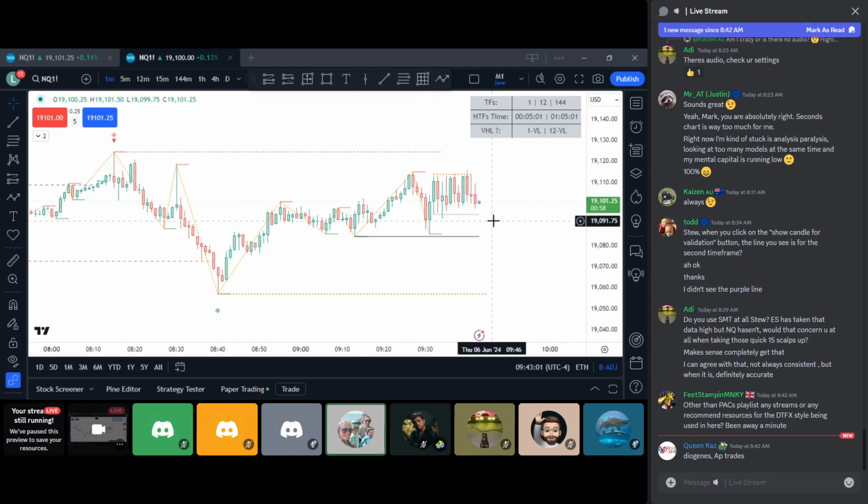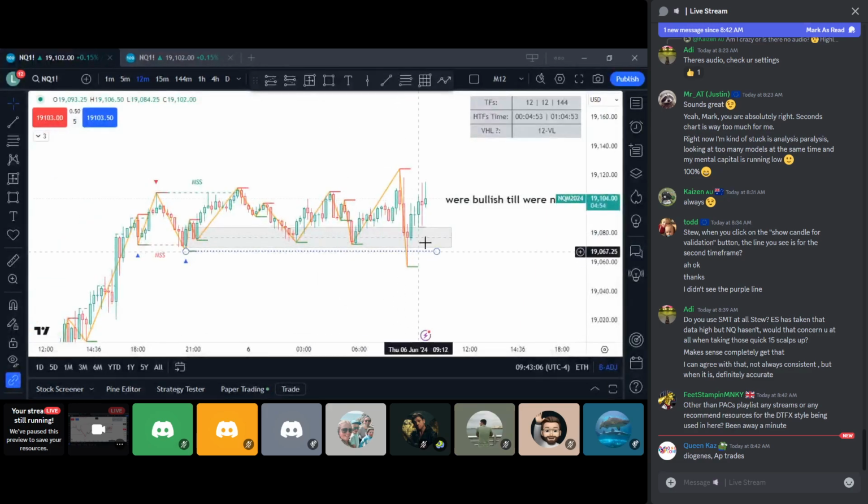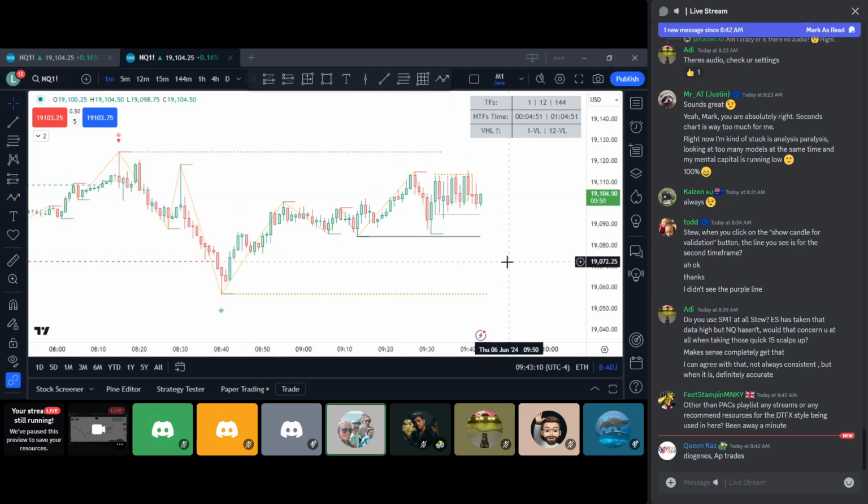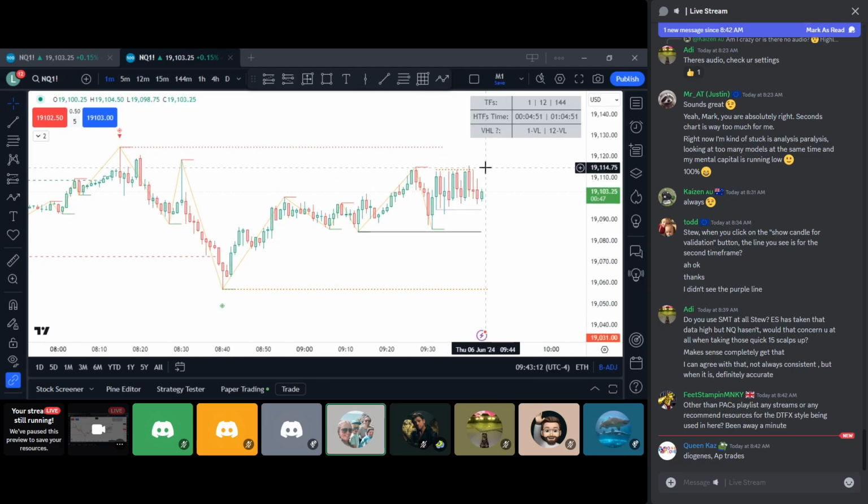But I primarily use the 12-minute. So the 12-minute bias is bullish. So I will only be looking for a short on the 1-minute if the 1-minute sets up. And even if I do get the opportunity short, I'd only be looking for a scalp. Very low hanging fruit, high probability targets.